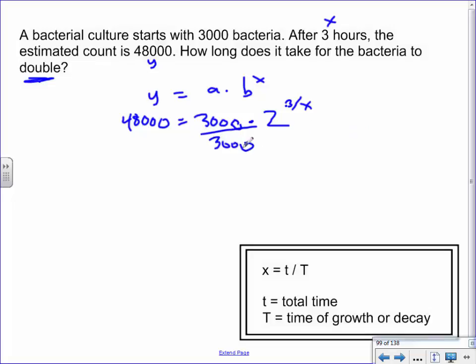I'm going to divide this side by 3,000. Well, if I divide this side by 3,000, I've got to divide that side by 3,000. Which should give me 16, right?